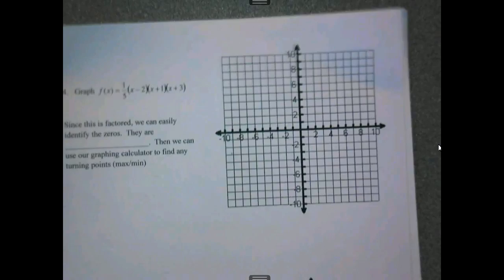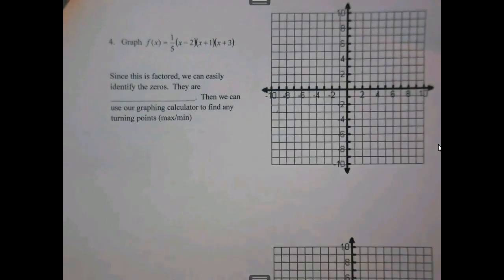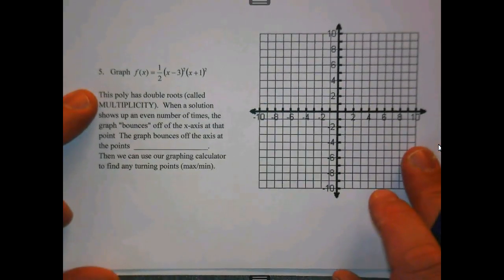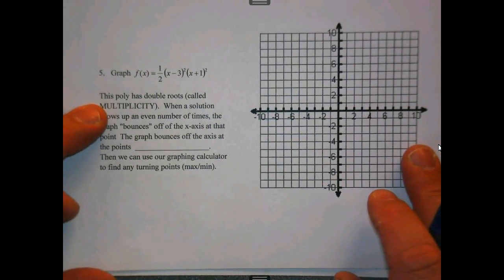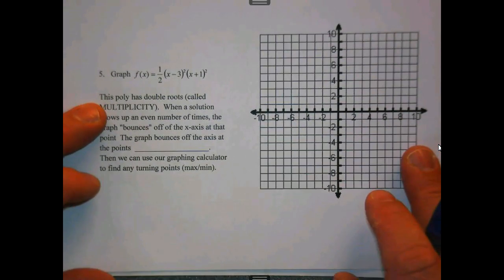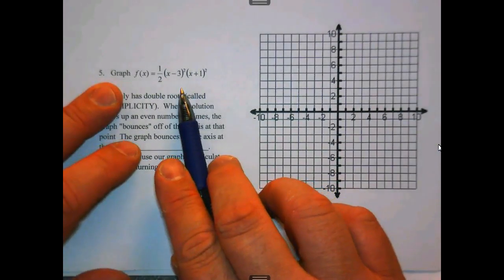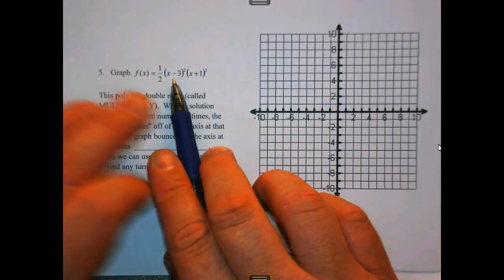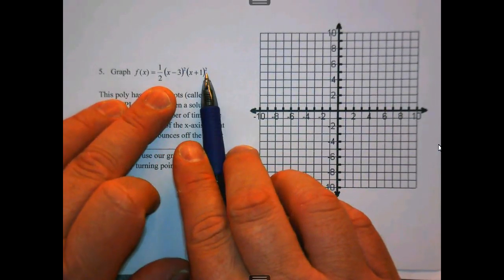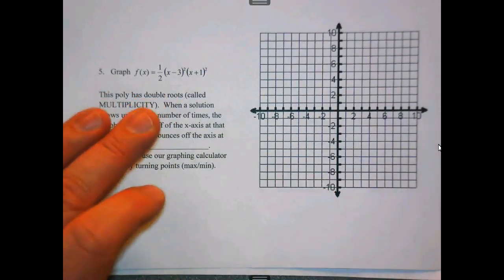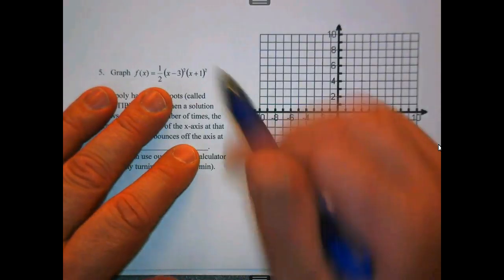Let's look at the back. Let's do number 5. Okay, this one, actually, this is in factored form. If we were to multiply this out, we would have an x to the 4th, right? So I'm expecting some kind of parabola here.